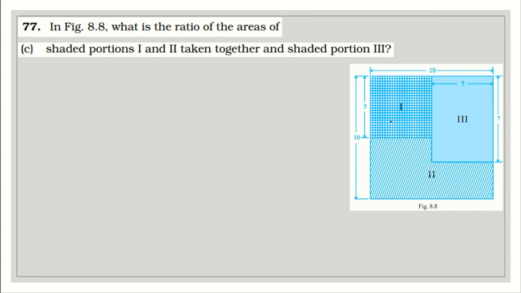Now on the same question, subpart C is shaded portion 1 and 2 taken together. You know this 1 is 25, 2 is 40, taken together it becomes 65 is to shaded portion 3 which is 35. So 65 is to 35, it becomes 13:7 is the simplified answer. Ratio of shaded portion 1 and 2 together to the shaded portion 3.